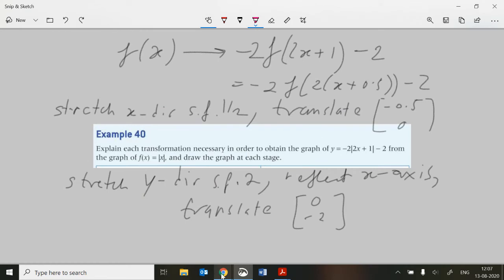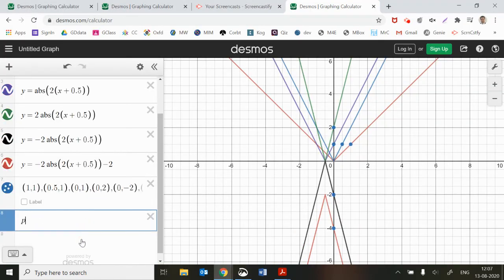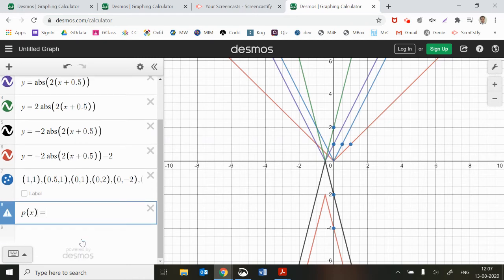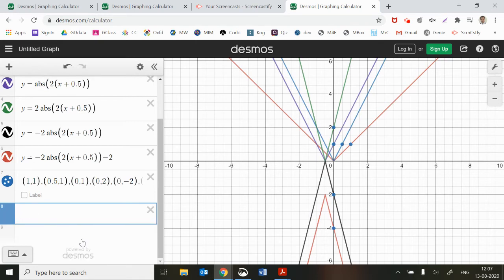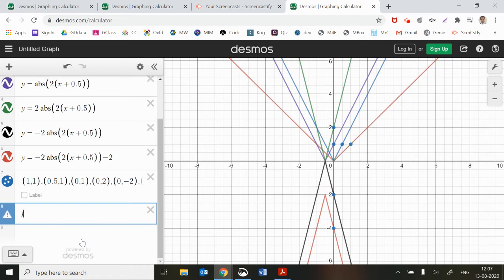Ooh, I wonder if I can write p of x on Desmos. Just check this one out. P of x equals, yeah, it doesn't mind that one at all. Actually, maybe I could write other things. Can I write j of x? I was thinking that I couldn't before. Oh yeah, I can.